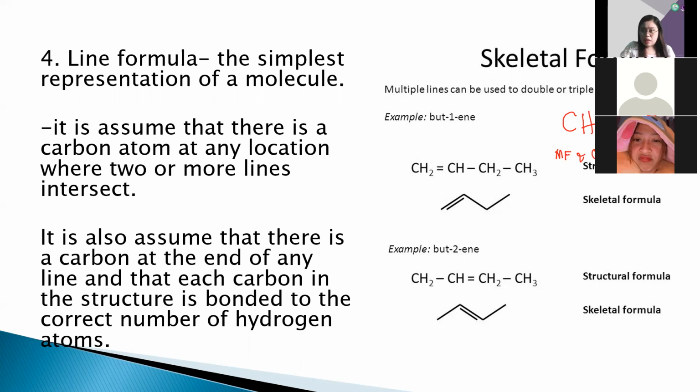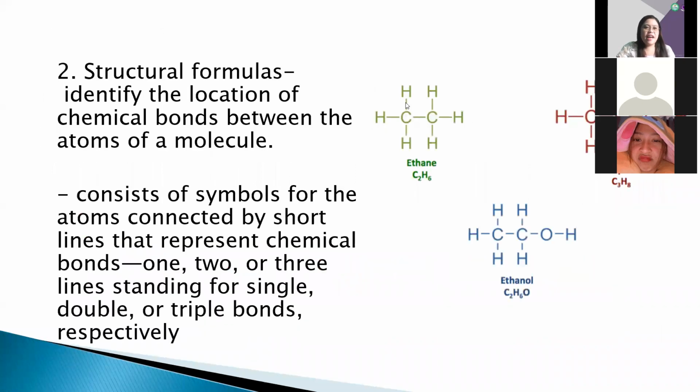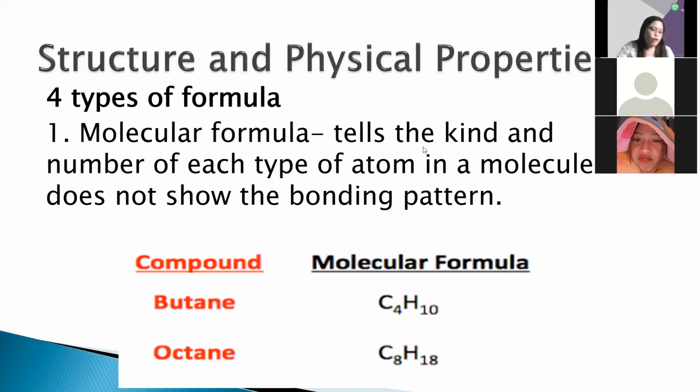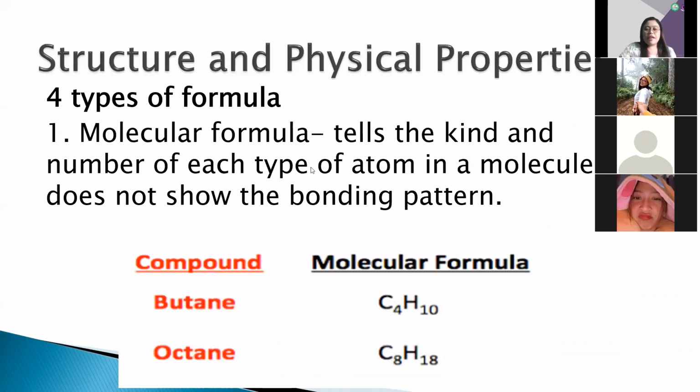We cannot draw a line formula for this one. So hindi siya applicable for methane. Isang carbon lang siya. Hindi ka makakapag-draw ng line na isa lang ang end. Dalawang end talaga yan pag nag-draw ka ng line. So ma-automatic 2 carbons na siya. Okay? Sige, so I hope naintindihan ang 4 na types of formula for organic chemistry. Questions? Wala?